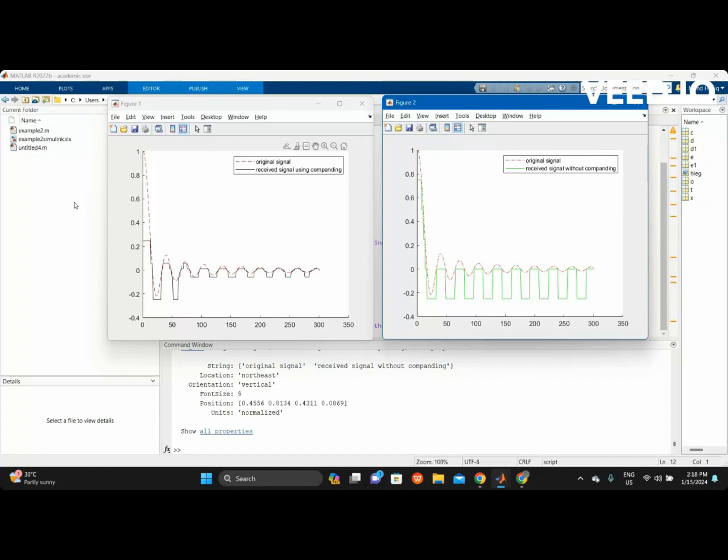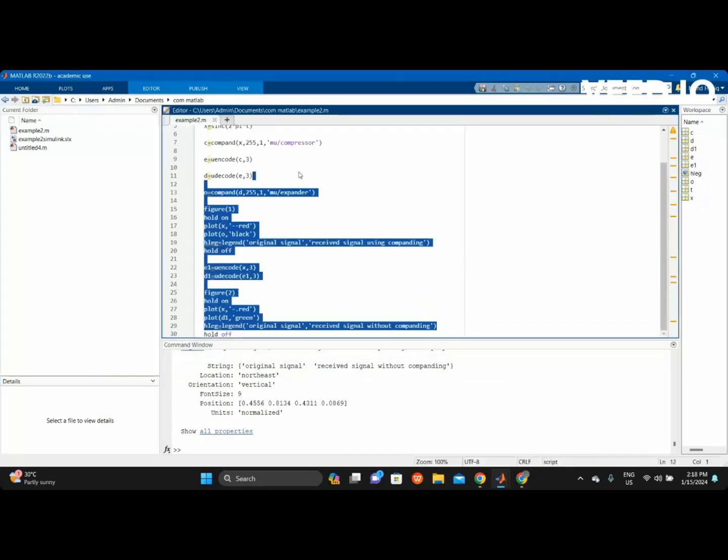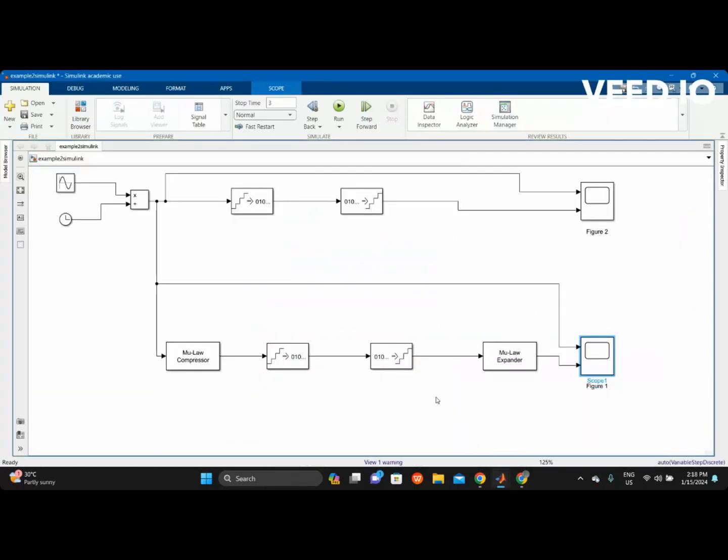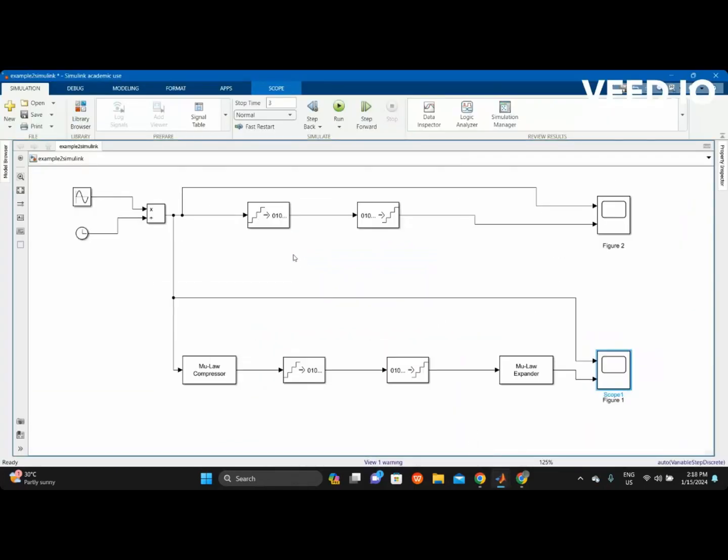So for the next step, we will be creating both of these outputs using Simulink. Instead of coding in MATLAB, we will be using Simulink with blocks. Here, let me show you. I already made it earlier. Here's the example of the output that will be produced, like in MATLAB.